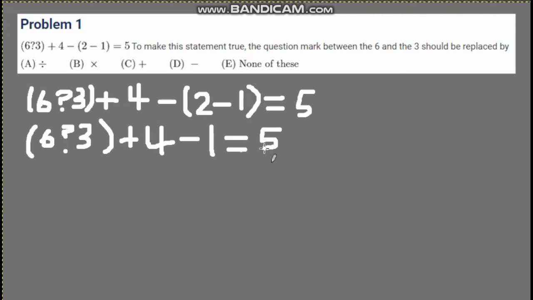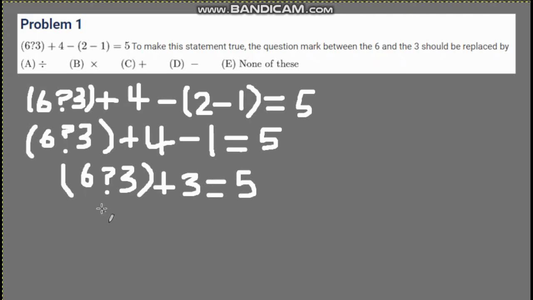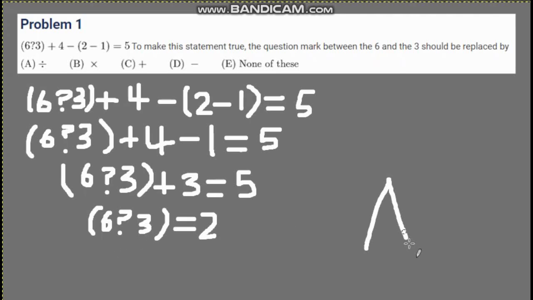At this point, the only equation we can solve is 4 minus 1, which evaluates to 3. Then, we subtract 3 from both sides. At this point, it's very easy to see that 6 divided by 3 equals 2. 6 times 3 is 18, and so on, which makes A the correct answer.